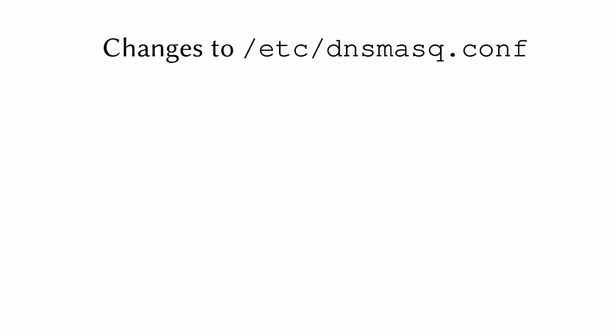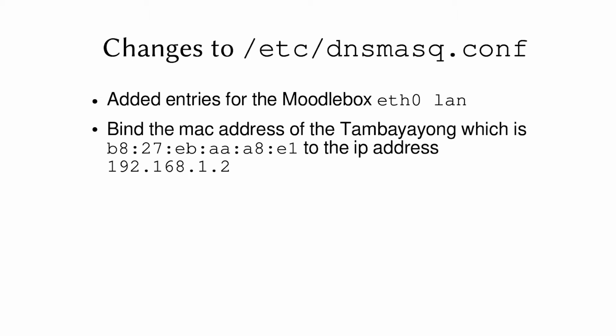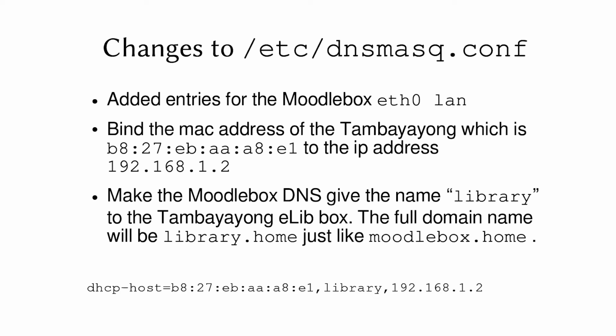And then we changed the /etc/dnsmasq.conf. I added entries for the Moodlebox home LAN, or local area network. The first thing I did was to bind the MAC address of the Tambayayong e-library box, which in my case is B8:27:EB:AA:88:E1, to the IP address 192.168.1.2.